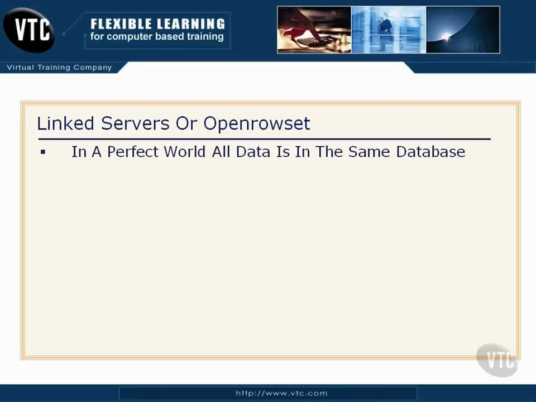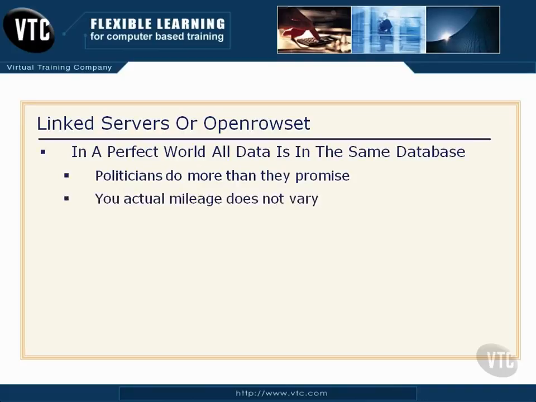In a perfect world, all of the data is in the same database. It's all clean, it's all happy, there's no issues, right? But also in a perfect world, politicians do more than they promise, and your actual mileage does not vary, right? So obviously we're not in a perfect world. And here's what's going to happen in your world.